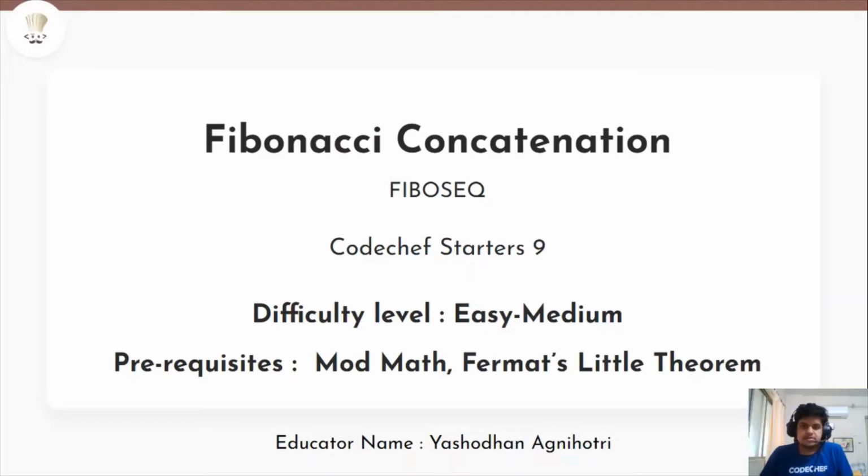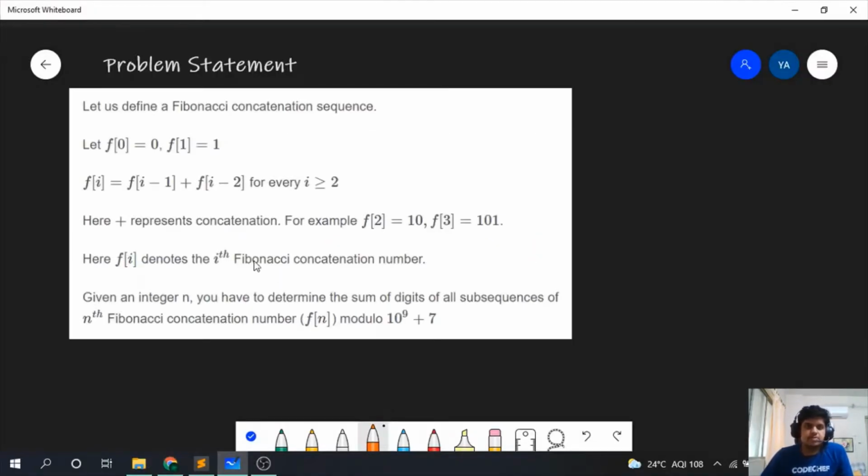Hi guys, so the problem that we'll be discussing today is from the recent CodeChef Starters 9, and the problem name is Fibonacci Concatenation. The difficulty level of this problem is easy medium, and its prerequisites are modular mathematics, and you also need to have knowledge of Fermat's little theorem. So now let us proceed to the problem statement.